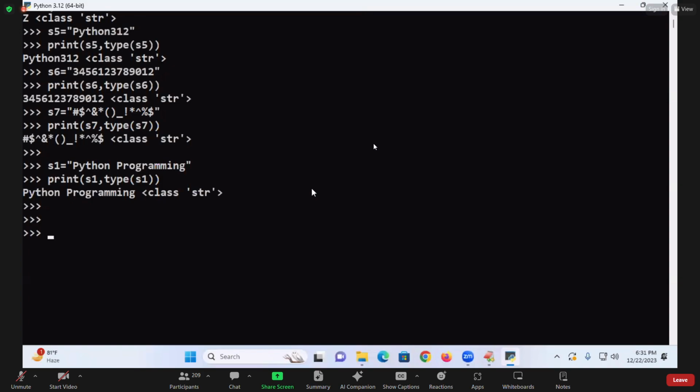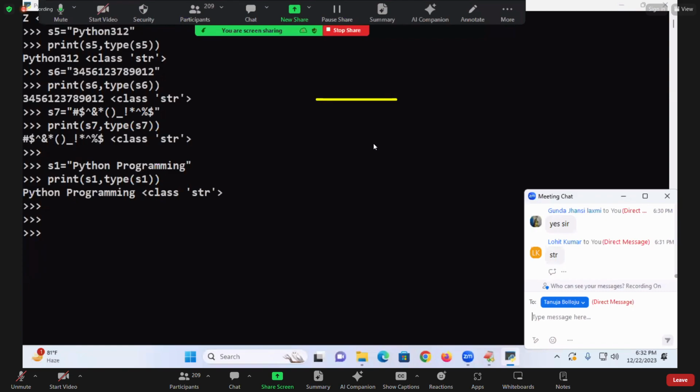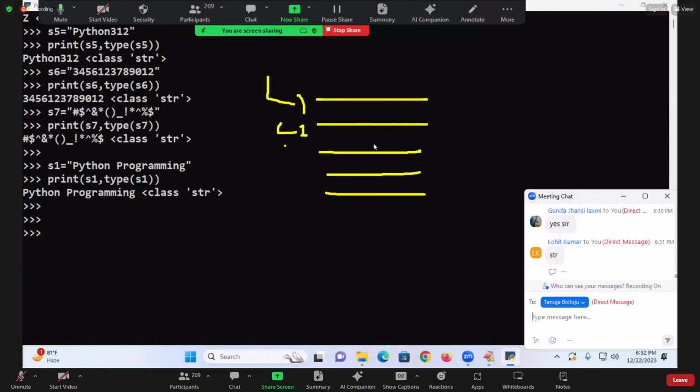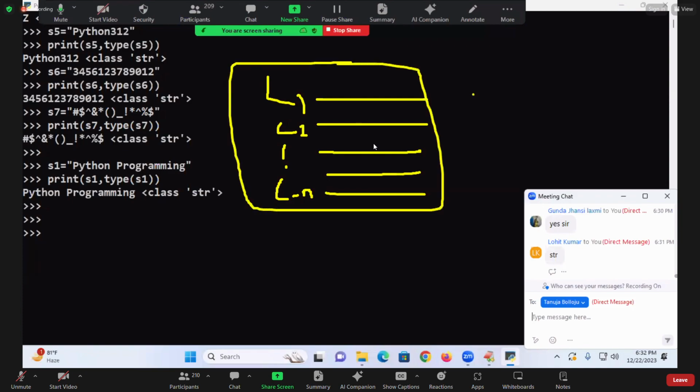Very interesting point. Suppose somebody is asking, write the address of the person. Address of the person means what? First line, second line, third line, fourth line, like that fifth line. This is called the address of a person. It contains line number 1, line number 2, n number of lines, right? That is also called what type of data I want to take? STR data I have to take.